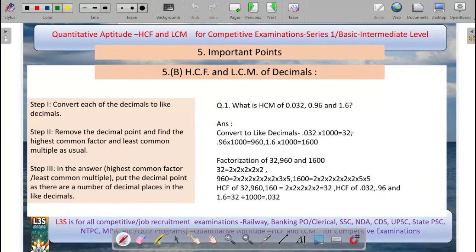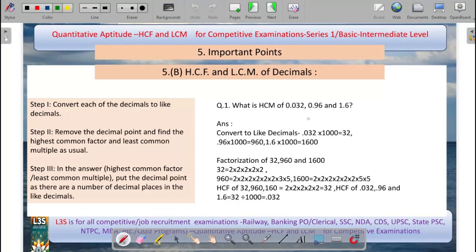Another important point is HCF and LCM of decimals. Sometimes the numbers will be in decimals, so how will we find them? When they are in decimals, first convert each of the decimals to like decimals, that is, convert decimal to non-decimal numbers in such a way that they become like decimals. Then remove the decimal points and find the highest common factor and least common multiple as usual.